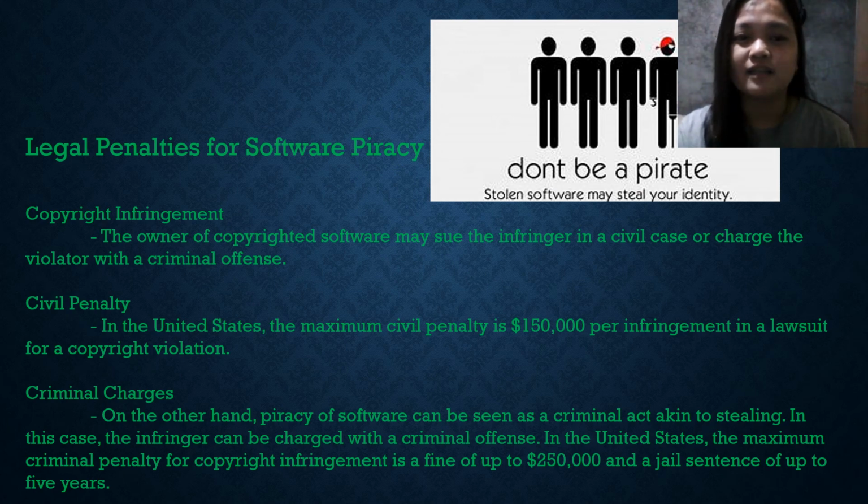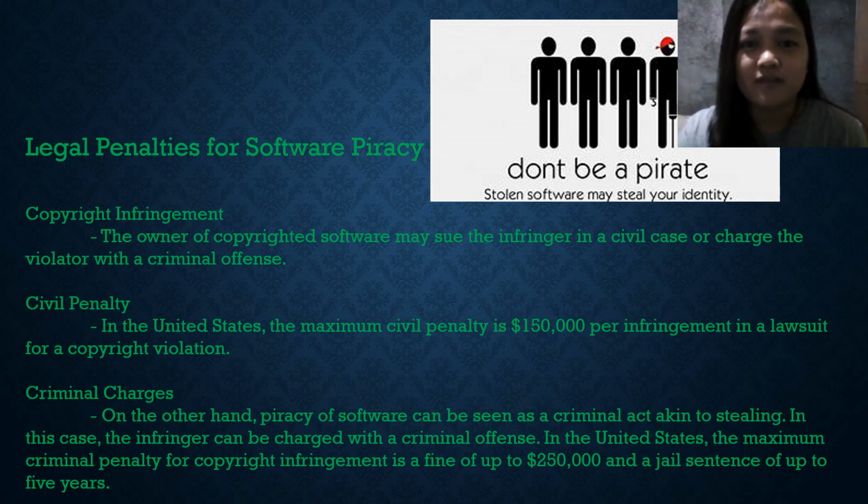These are the legal penalties for software piracy: copyright infringement, civil penalty, and criminal charges. Software piracy is unauthorized use and/or distribution of software. This includes anything from music, movies, and video games to document software such as Microsoft Office, Adobe, and imaging programs. Something as innocent as installing a program on more than one computer, if the copy was intended for only one computer, can constitute piracy.